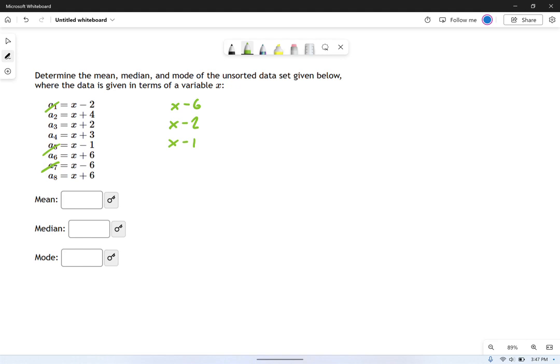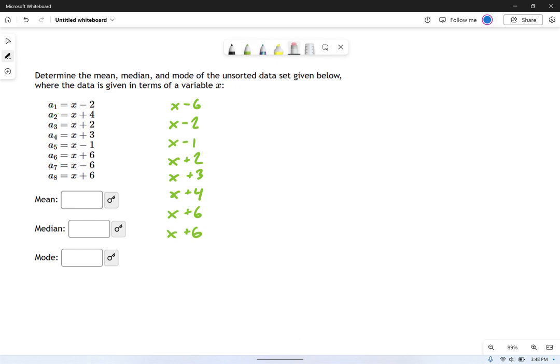It looks like x minus 2 is next, and then x minus 1. Okay, and then we have, let's see, x plus 2, x plus 3, x plus 4. Okay, and then I have a pair of x plus 6s. Okay, so that's all my data.